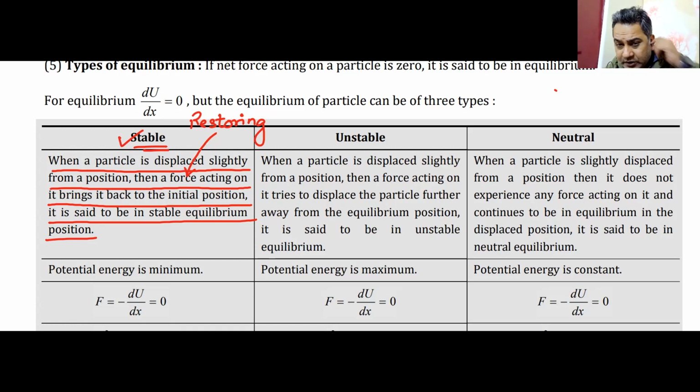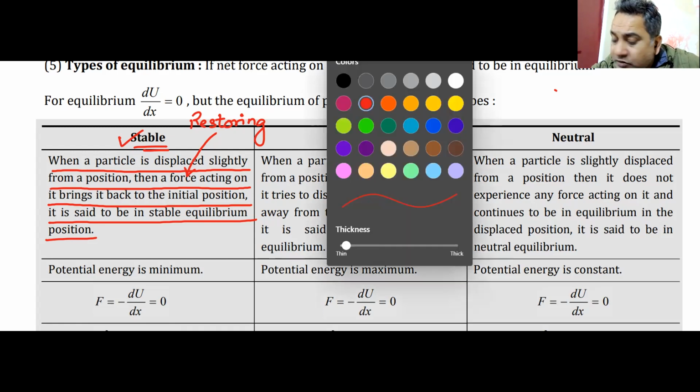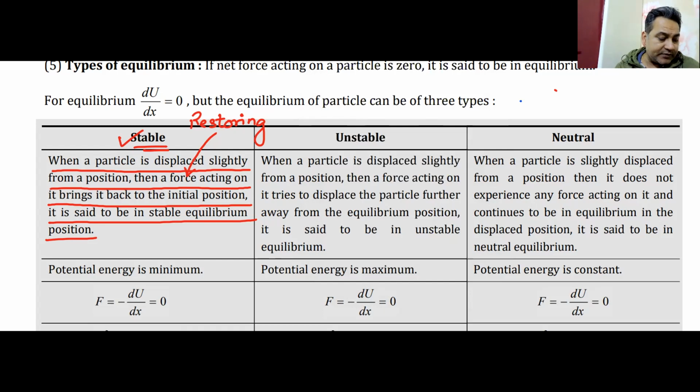Stable equilibrium. Now the other two points about stable equilibrium we will deal with later. This is the first point, which I have marked in red. Now let us move on to unstable equilibrium. So we reverse everything and we get unstable equilibrium, marked in blue.